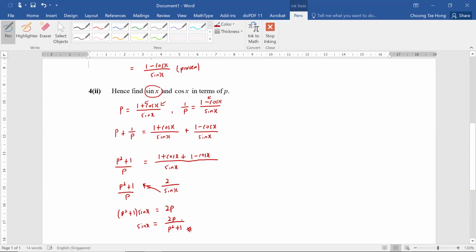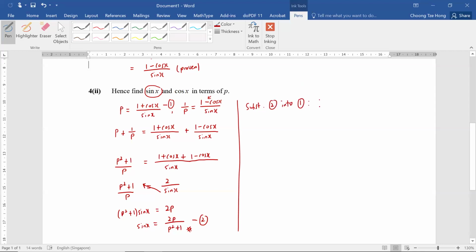Now we need to find cosine x. Now that we have found sine x in terms of p, we can just substitute it inside here, make cosine x the subject, and then we will be able to get the answer for cosine x. So let's call p equals 1 plus cosine x over sine x equation 1. This one we call equation 2. And let's substitute 2 into 1, and we'll be able to get the answer.